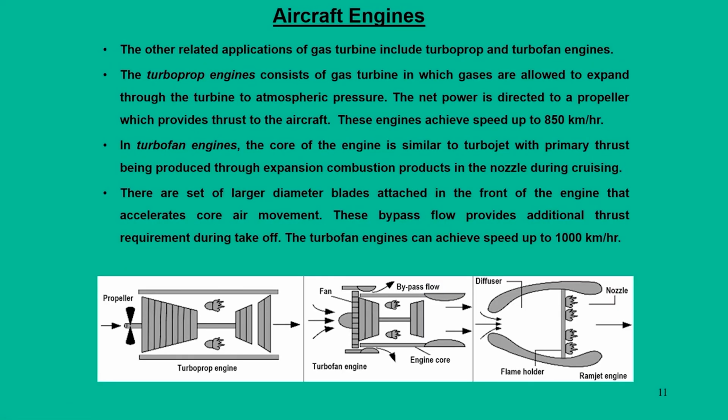Apart from this, there are other types of engines that are available. First thing, we have two main categories. One is when you operate at lower speed, we have turboprop engines. In turboprop engines you see here, we have a propeller. Most of the aircraft, wherever you see this rotating device, we call this a propeller.